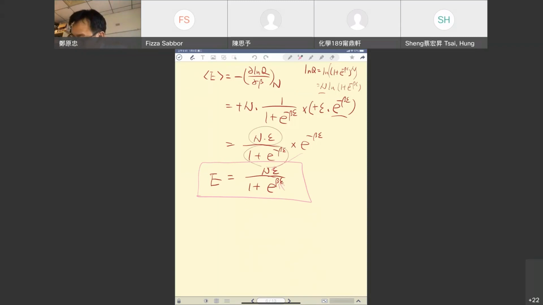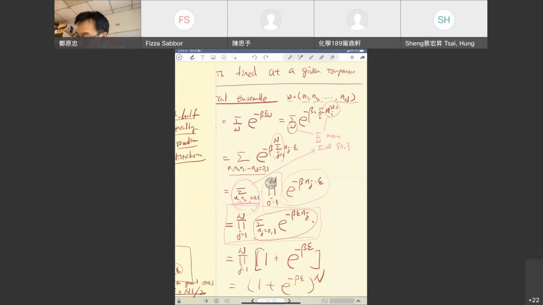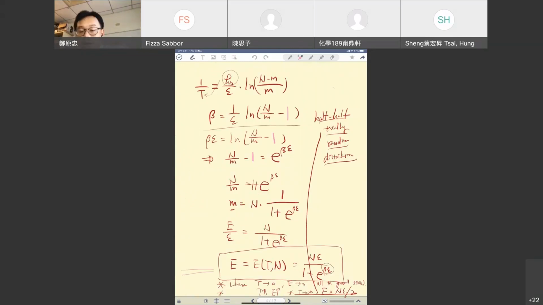And let's go back to compare this with the result we obtained from the microcanonical ensemble. It's not surprising that we have the same result, because those two ensembles give rise to the same thermodynamic state at any given temperature. And temperature determines average energy. This is the key.